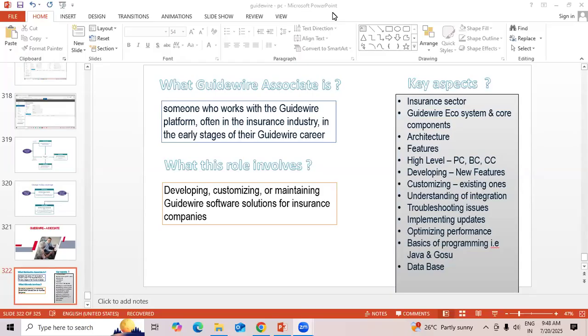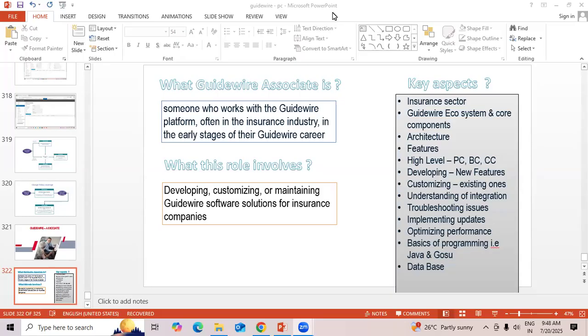So optimizing the performance is a backend thing, right? Where you need to understand the whole system. Because if you want to optimize the performance of the application, understanding the system design is needed. There are architect roles or system design roles who will be doing this. But optimizing the performance is also a key aspect that a Guidewire associate should be good with.